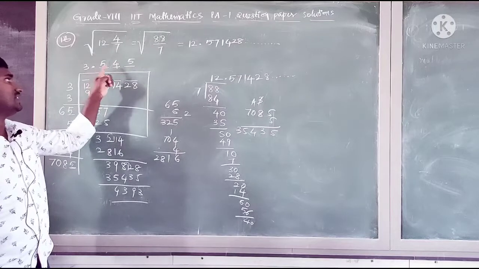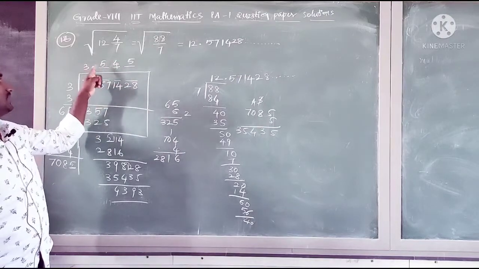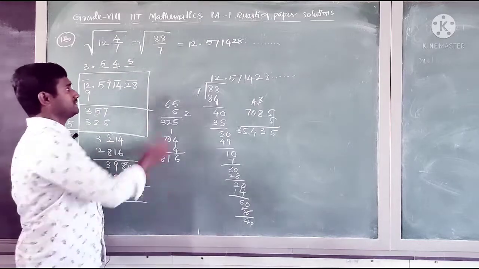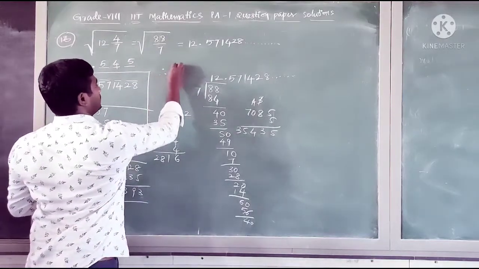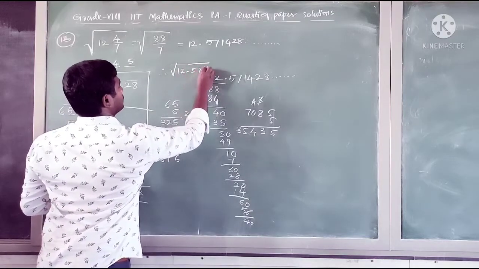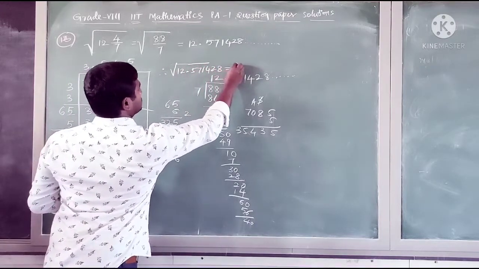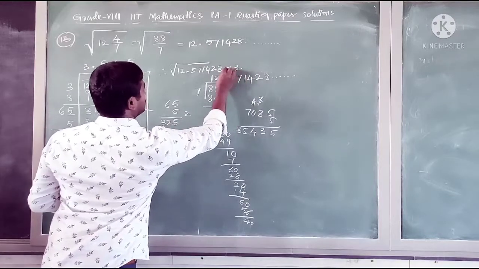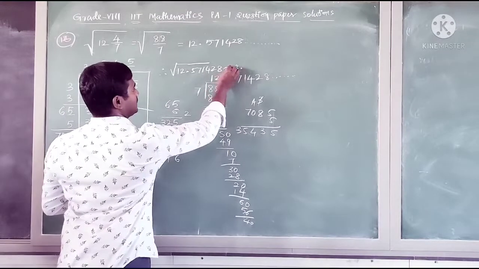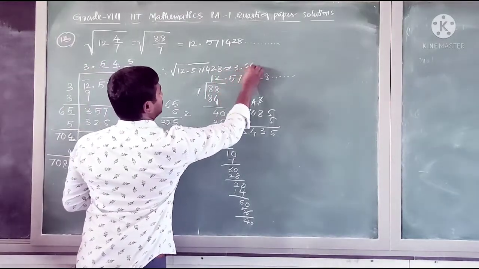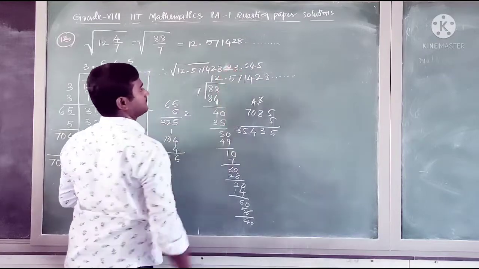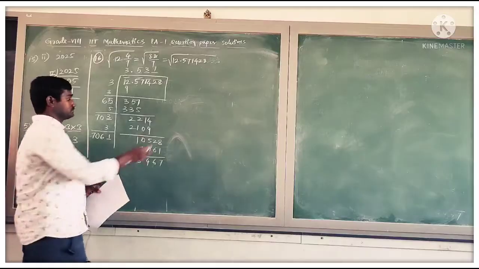So we need to find up to 3 decimal places. Yes, 3.545. So here we have 3 decimal places. Therefore we can write the square root of 12.571428 is approximately equal to 3.545. So no need to say exactly equal, approximately equal to 3.545. Okay, 3.545.